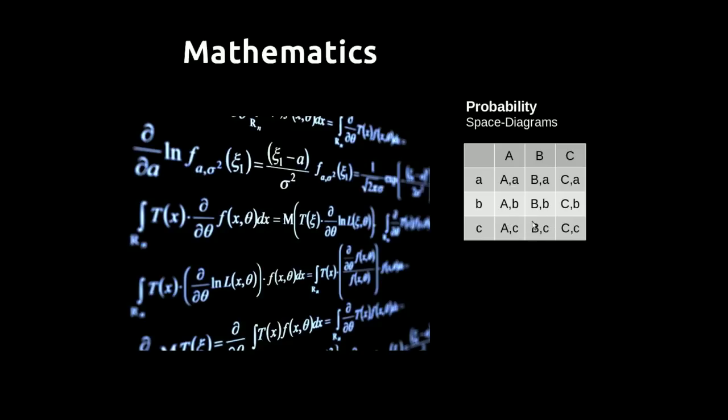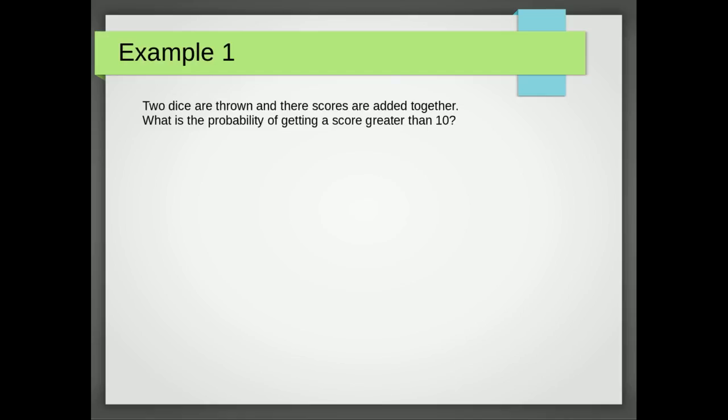So this would be where capital B happens and little c happens and so on. So in this situation I've put here there are 9 possible occurrences. So we're going to see how we put these together and how we use them to calculate probabilities. So let's look at our first example.